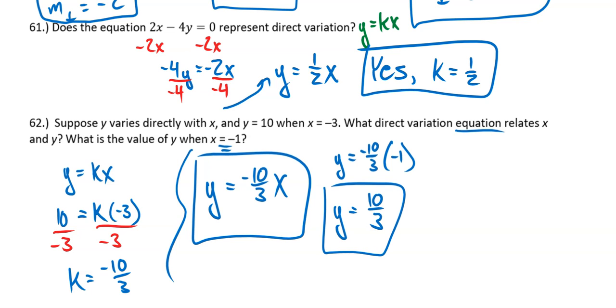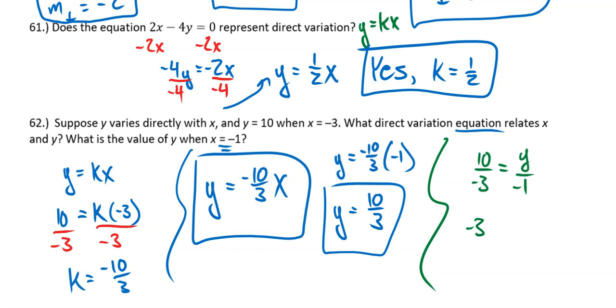Keep in mind, if you are asked just to find a value, and you're not asked to write the equation, we can do this using proportions. That's the other thing that's special about direct variation, its points are proportional. So we could say y over x, 10 over -3, equals y over x. Well, I don't know y. x is -1. So when y is 10, x is -3. When x is -1, what's y? Cross multiply and solve.